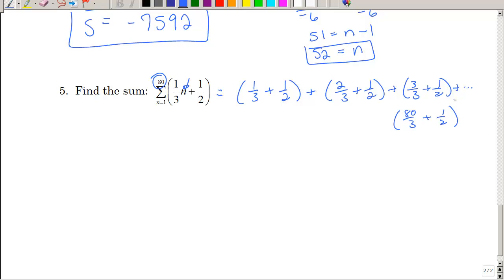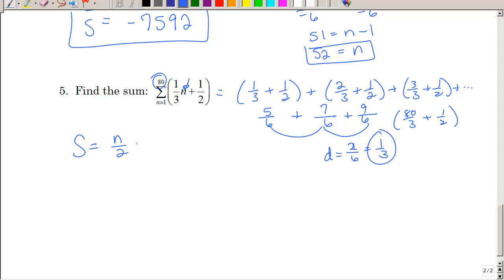And I certainly don't want to add all those up by hand, but if I did, let's see, this is 5/6, that's 7/6, and the next one would be, I believe, 9/6, and keep going. So is that arithmetic? Yes, it is. I'm adding 2/6 every time. So what is d? I'm adding 2/6 or 1/3. So that's my common difference. But my sum formula, I don't think has that.